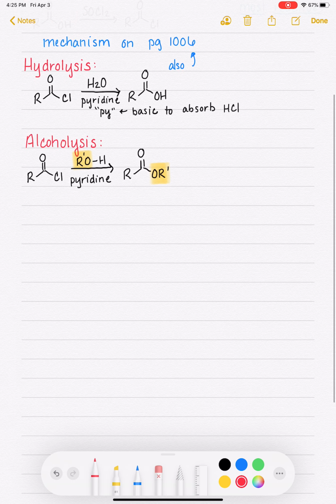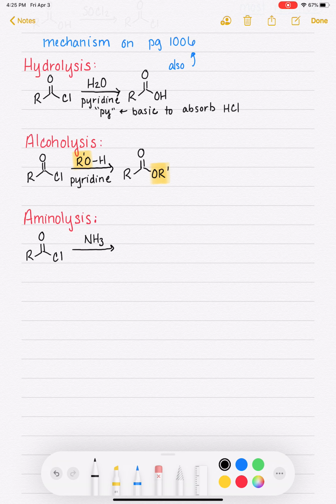Next up, we have ammonolysis. So you can guess from the name that this time we are going to be reacting our acid chloride with an amine, such as NH3. It's a little guy. And in this reaction, we will be replacing the chlorine with an NH2.